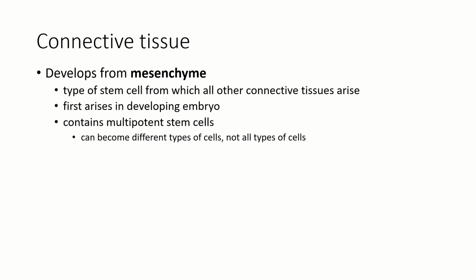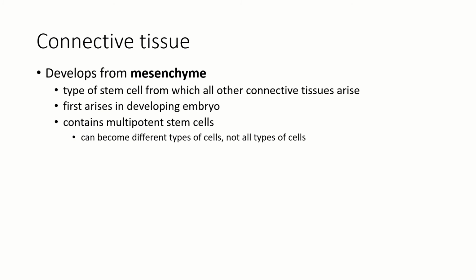Mesenchyme is a type of stem cells. And all other connective tissues are going to arise from these mesenchymal cells. The mesenchymal cells are the ones that actually do mitosis. The other connective tissues don't do mitosis. They can't replace themselves. They have to be replaced by the mesenchymal cells. They're constantly doing mitosis. Mesenchyme first develops very early in a developing embryo, but then you maintain mesenchyme throughout your life. It's present even all the way through adulthood.